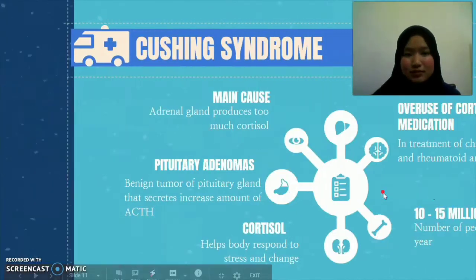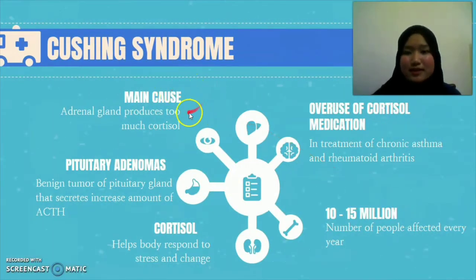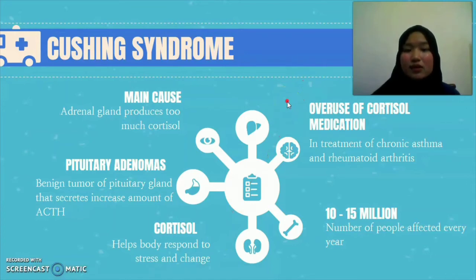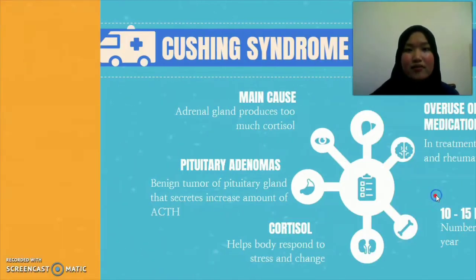Next is Cushing syndrome. The main cause of Cushing syndrome is the adrenal gland producing too much cortisol. Pituitary adenomas, which are benign tumors of the pituitary gland, secrete an increased amount of ACTH that causes a lot of cortisol to be produced in the adrenal gland. The function of cortisol is to help the body respond to stress and change. The factor that triggers a lot of cortisol production is overuse of cortisol medication, usually used in the treatment of chronic asthma and rheumatoid arthritis. It is estimated that about 10 to 15 million people are affected every year.